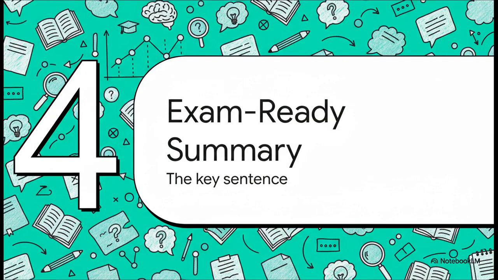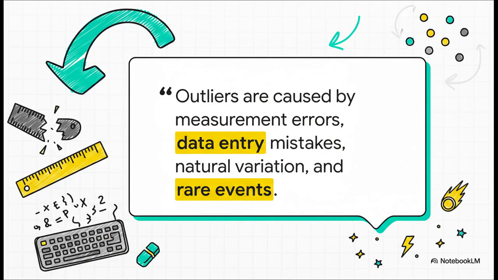All right, that was a lot to take in. So for all of you studying for exams, you're probably thinking, how do I boil this down into a solid answer? Don't worry, I got you. Let's craft that perfect summary sentence. Here it is. Get ready to write this down. This is the sentence you want. Outliers are caused by measurement errors, data entry mistakes, natural variation in data, and rare or exceptional events. Bam! It hits all four causes we talked about. It's concise, it's accurate, it's the perfect answer.